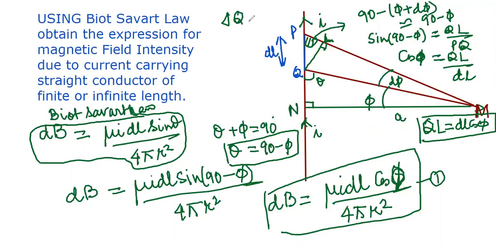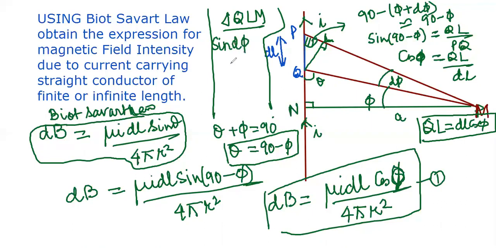If I consider triangle QLM, what can I get? Just considering this triangle, can I say that sine of d phi will be equal to QL, that is the perpendicular, and let me take this distance to be R, so this will be equal to QL by R. Can I take that?